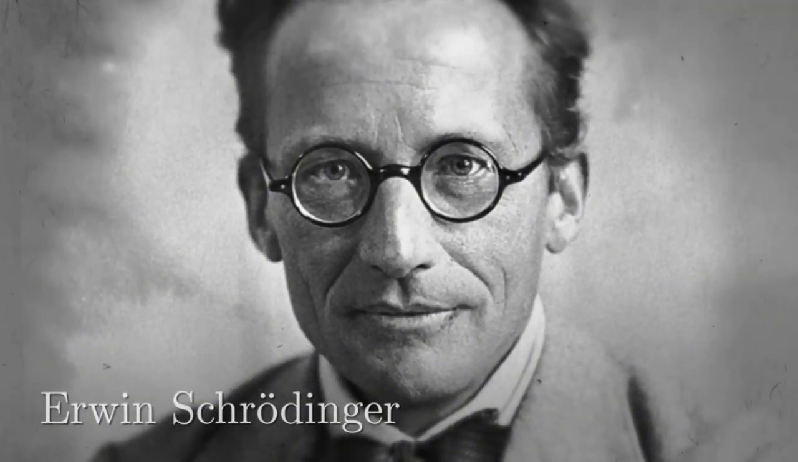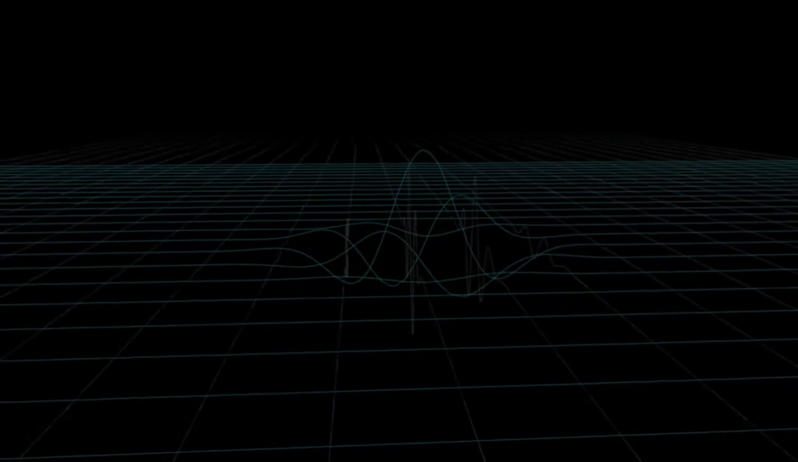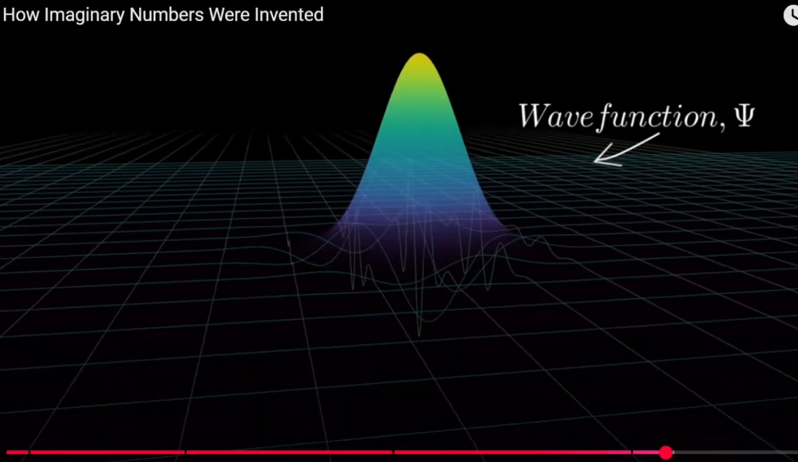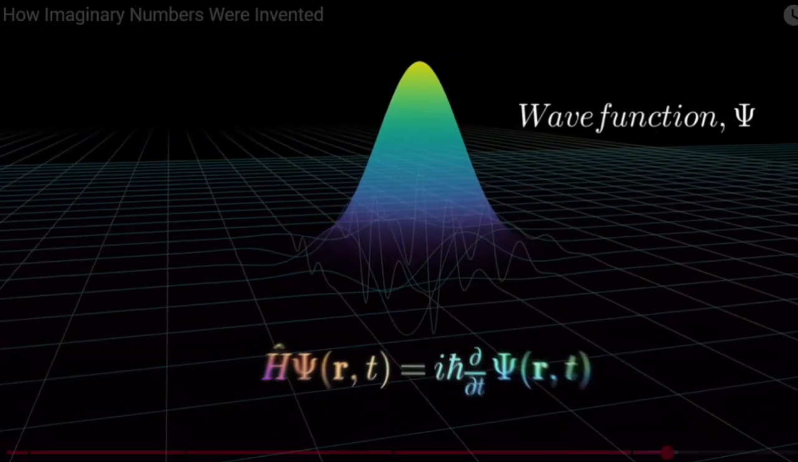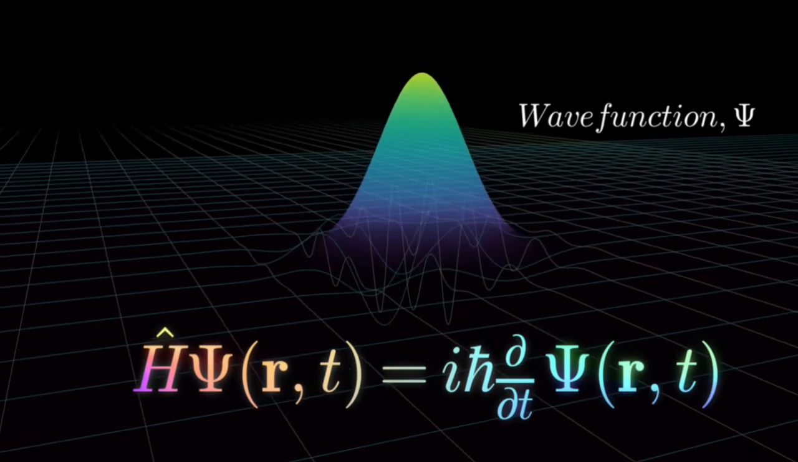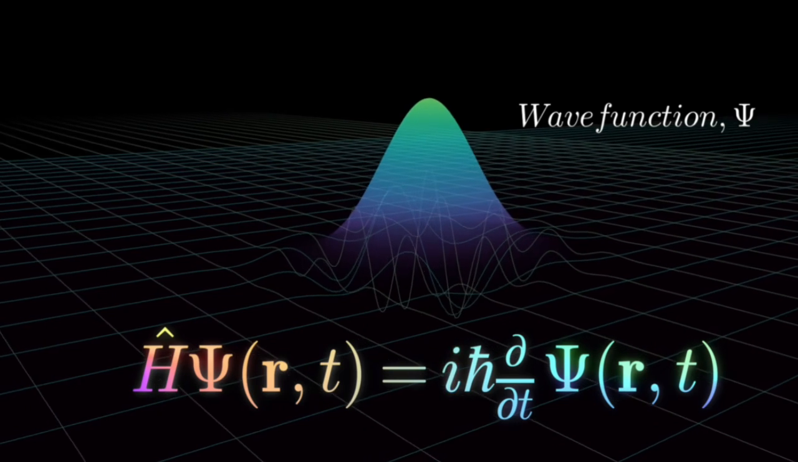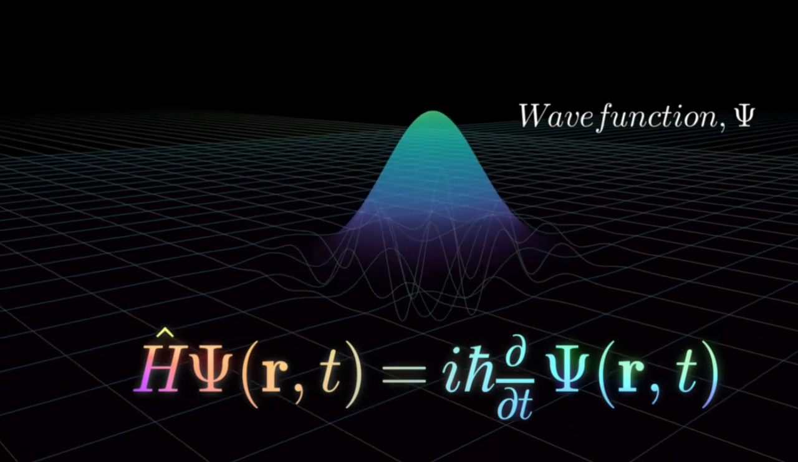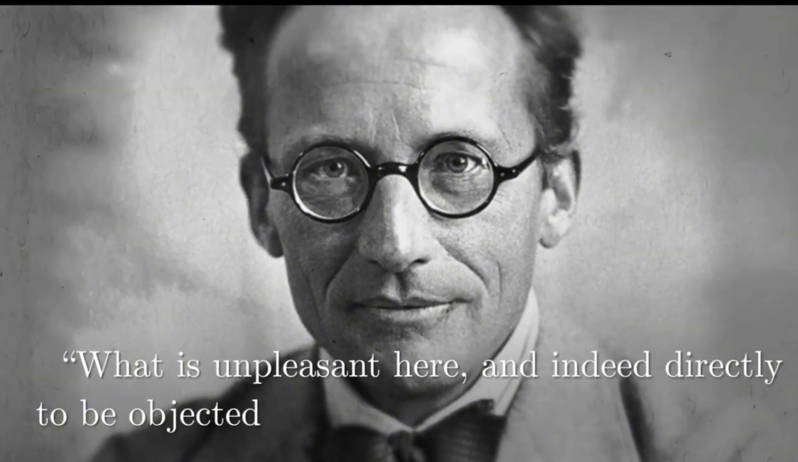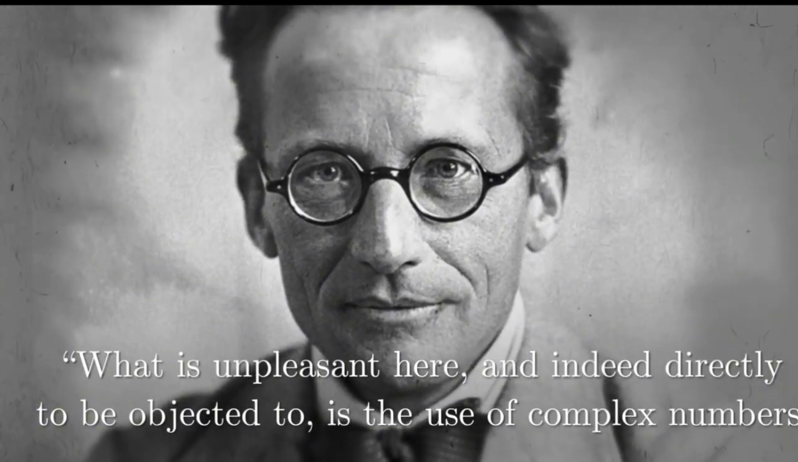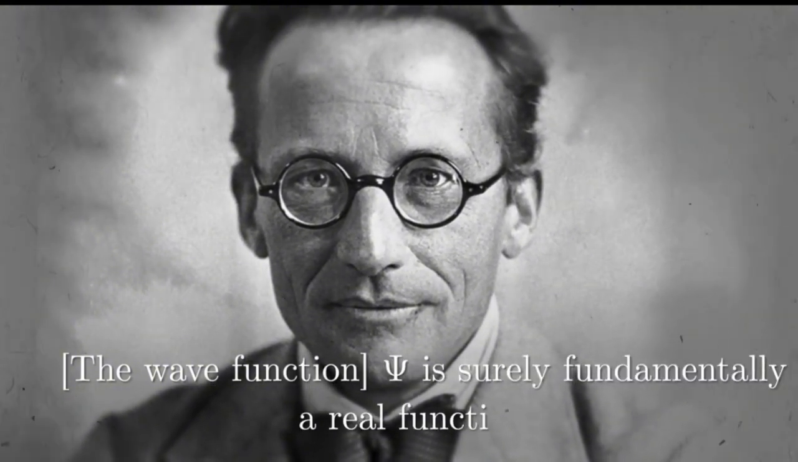And it turns out Erwin Schrödinger is searching for a wave equation that governs the behavior of quantum particles, building on de Broglie's insight that matter consists of waves. He comes up with one of the most important and famous equations in all of physics, the Schrödinger equation. And featured prominently within it is i, the square root of -1. While mathematicians have grown accustomed to imaginary numbers, what is unpleasant here, and indeed directly to be objected to, is the use of complex numbers. The wave function psi is surely fundamentally a real function.